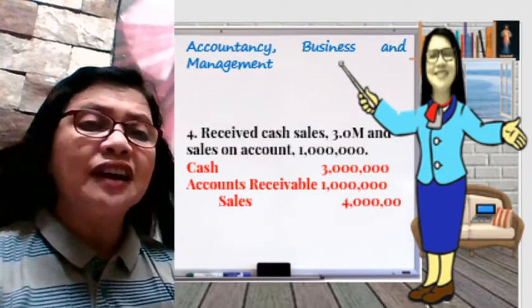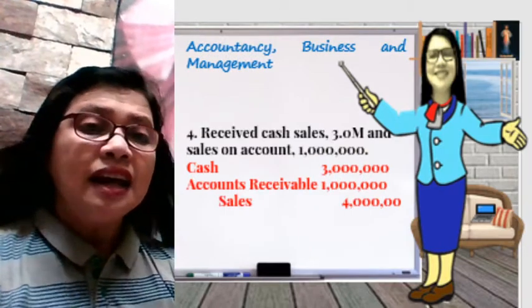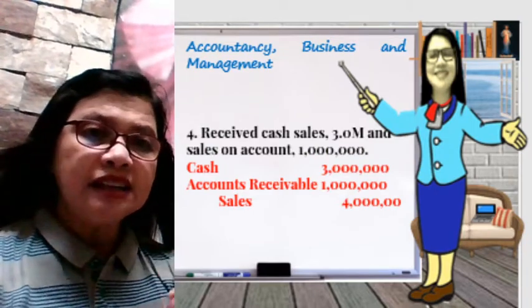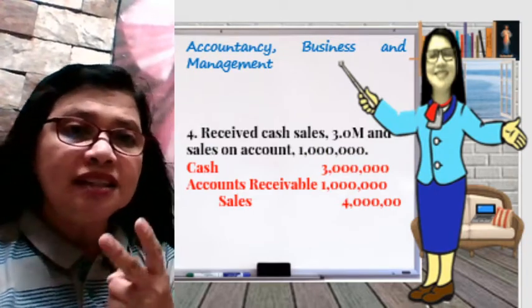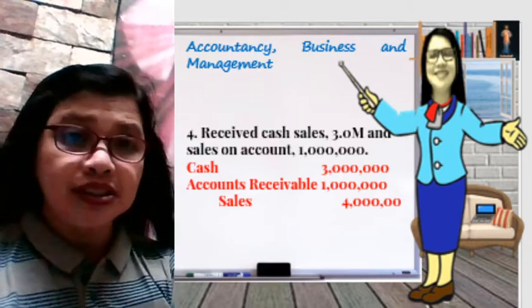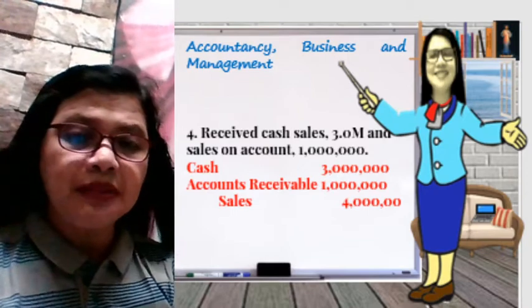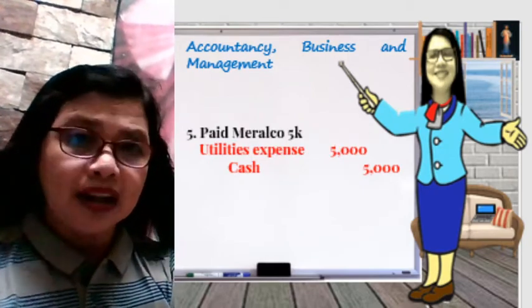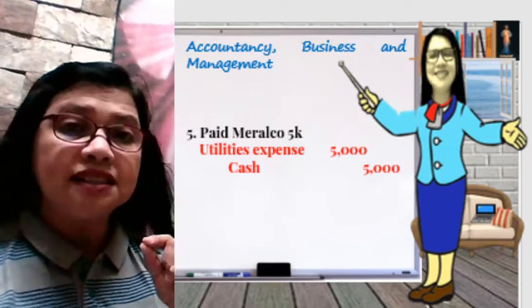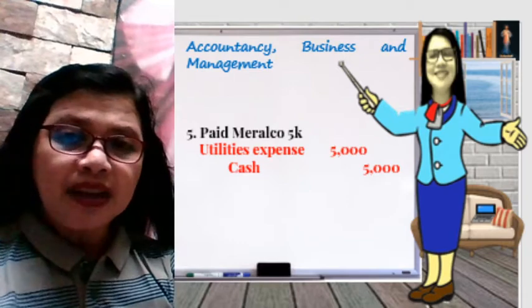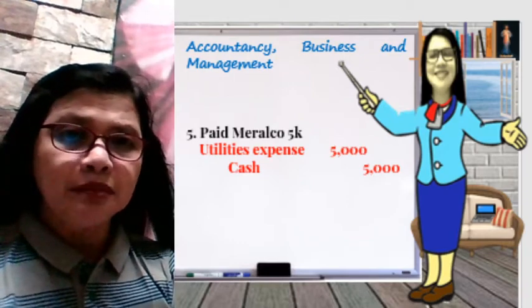Now we receive cash sales of 3 million and sales on account. So he had sales in two forms. One is the cash sale and the other is the accounts receivable, in the amounts of 3 million and 1 million respectively. Now we have paid Meralco 5,000, which is an expense account, so we have to debit it because expense has a debit normal balance.